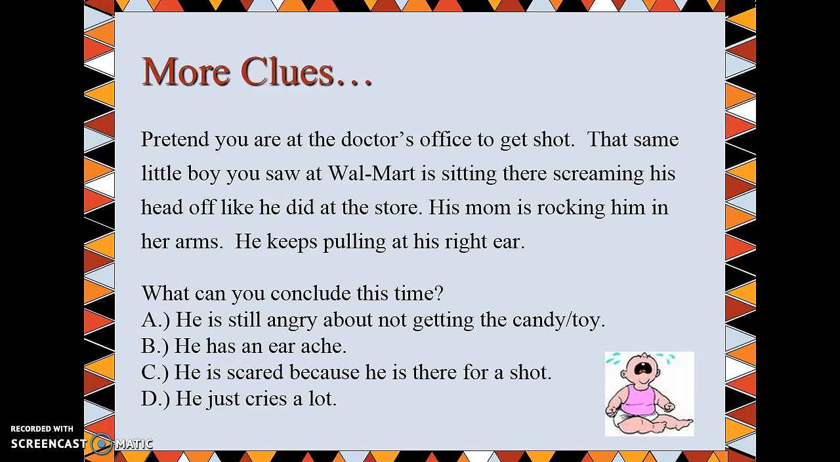Let's look at some more clues. Pretend you're at the doctor's office to get a shot. That same little boy you saw at Walmart is sitting there screaming his head off like he did at the store. His mom is rocking him in her arms. He keeps pulling at his right ear. What can you conclude this time?